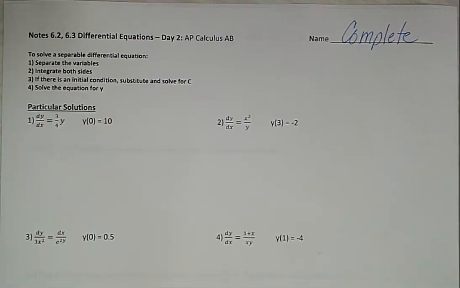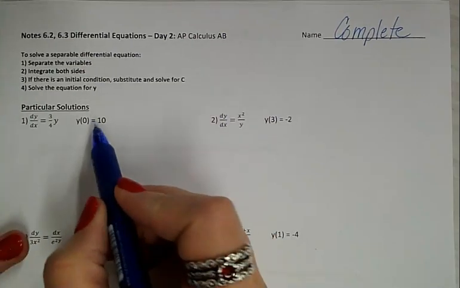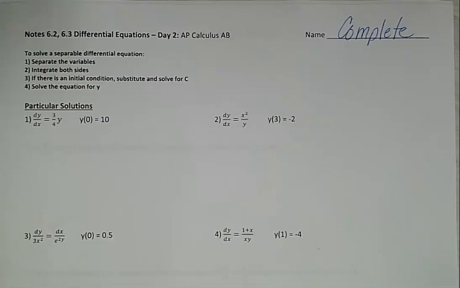Last class we had a plus C at the end, because there was not a particular point that the equation had to go through, so there were infinitely many possible solutions. Today we have an initial condition, and that means we have a point. It could be given to us like this, y of 0 equals 10, or it could be given to us as a point, (0, 10). So we need to recognize both.